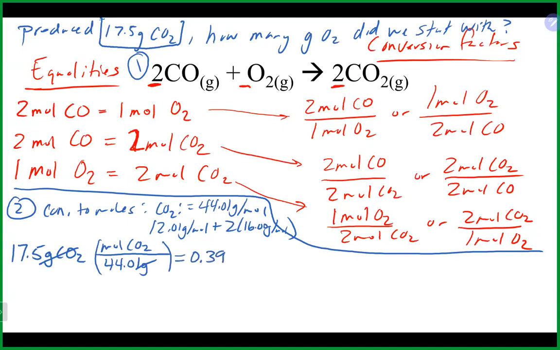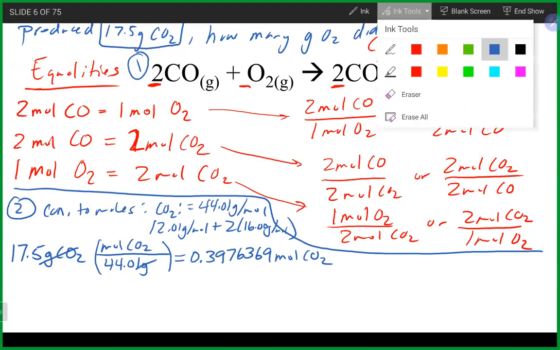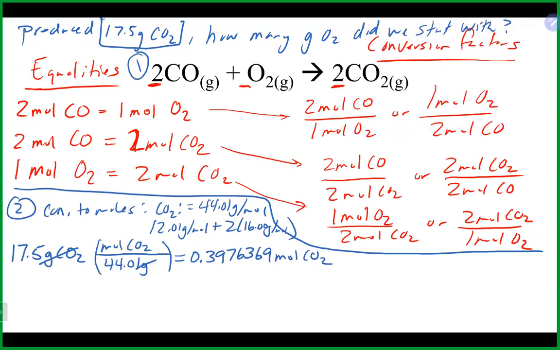If you got an answer, which you don't necessarily need to do, you got 0.3976369. Here I'm going to take it out to a few more digits because I'm not done with my calculation and we don't really want to round too much at this point. Now we have basically done the second step, which is to convert to moles. The third step is the actual stoichiometry part, which is the mole to mole relationship.